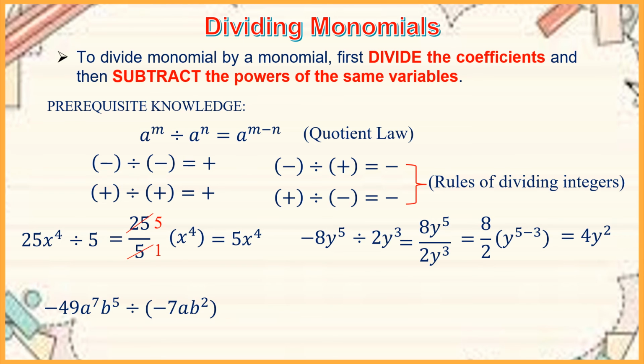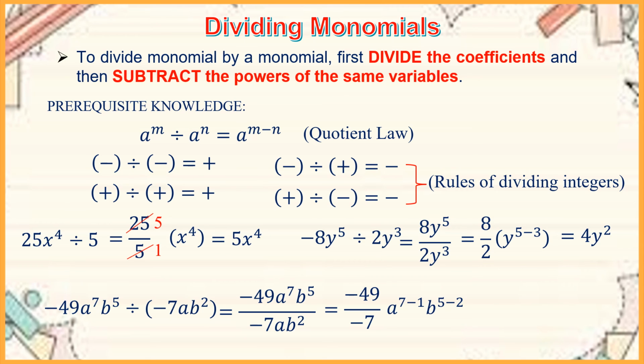Now let us have another one. So negative 49 a to the 7th b to the 5th divided by negative 7 ab to the second power. So in here, we are going to rewrite it like this. So sometimes rewriting in this form would be easier. So negative 49 divided by negative 7, a raised to 7 minus 1, b raised to 5 minus 1. Simplifying further, we get 7a to the 6th, b to the second. Since negative 49 divided by negative 7 is positive 7.